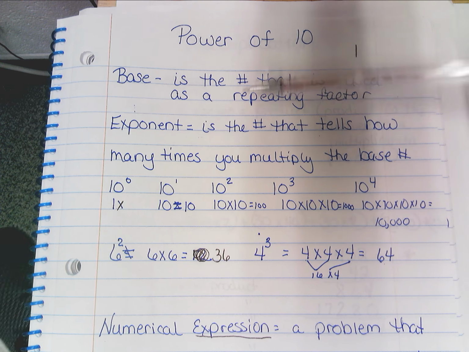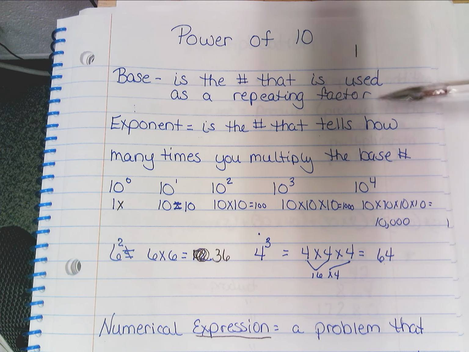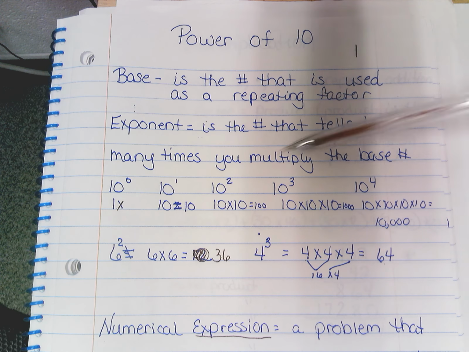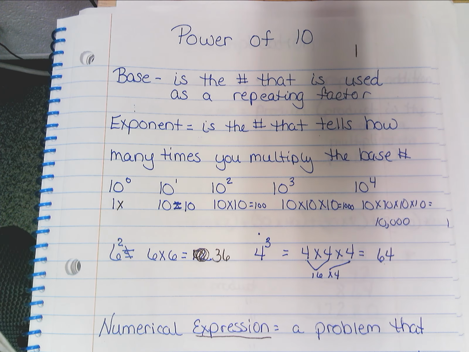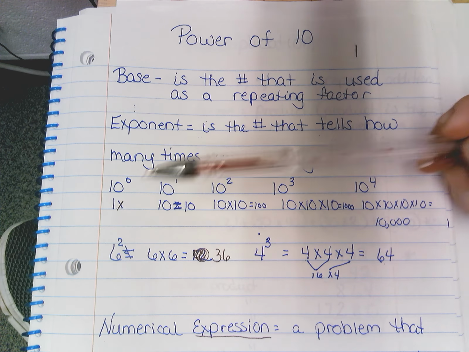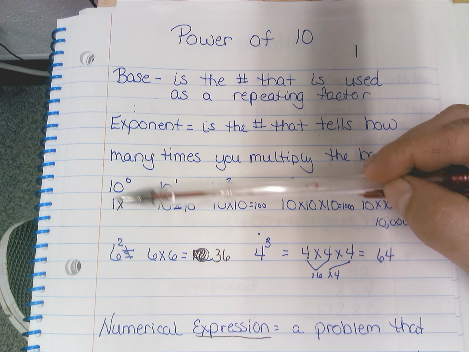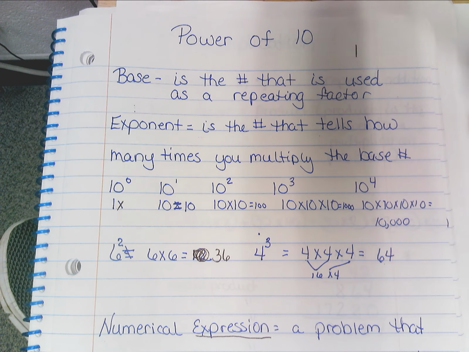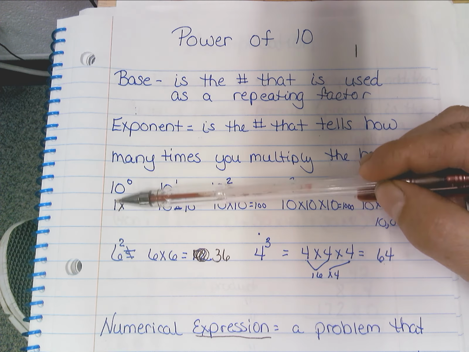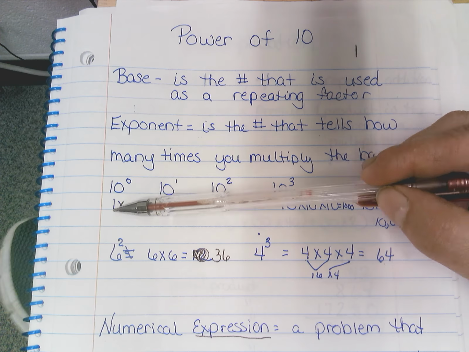The exponent is the number that tells how many times you multiply the base number. So we're doing just the power of 10 to start with. And if we have 10 to the 0 power, that means I'm going to take 1 times nothing. So I have 1. So the answer is 1.